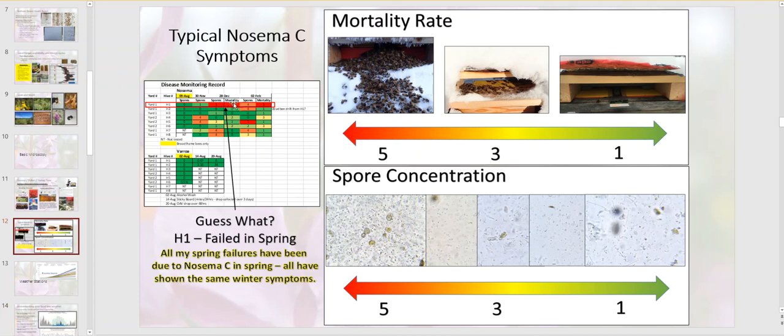My disease monitoring tracking sheet. So I do nosema, varroa. Occasionally I'll add comments around chalk brood if I see that.